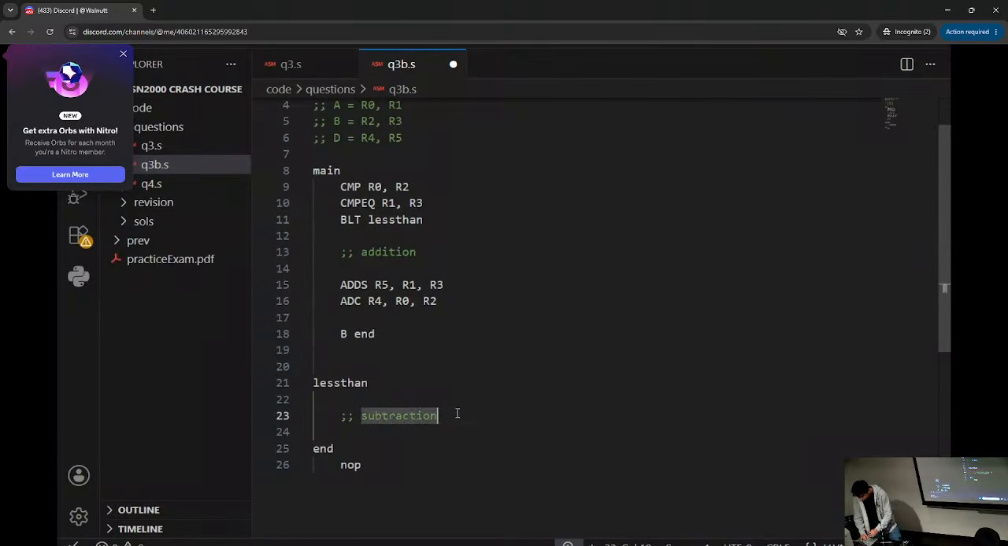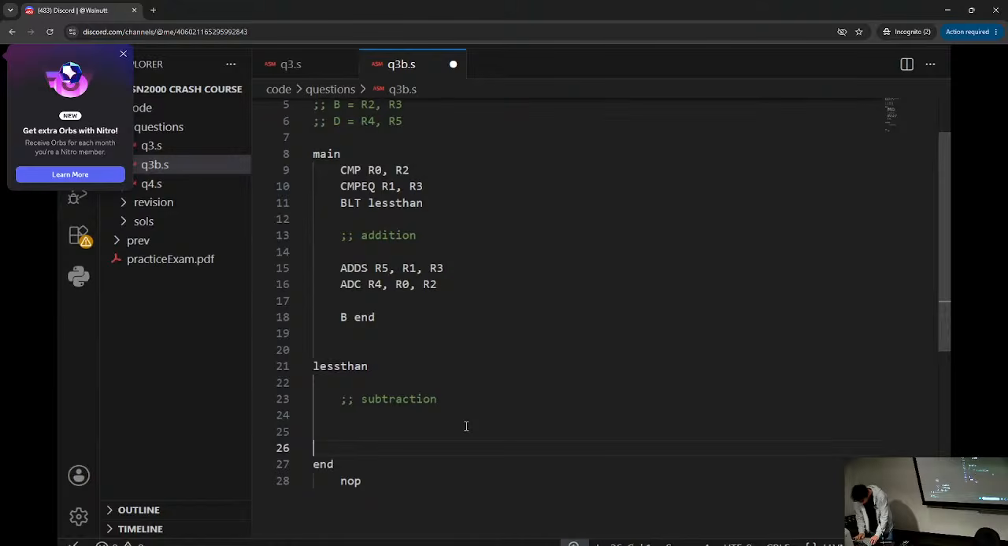Cool. Now for subtraction, we can do a similar thing. So we can do SUB. What am I writing here? SBC. Yeah, you would be correct. I would eventually write SBC, but we should probably do the first instruction first. So what would I write in this first instruction? SUBS. And then what am I writing here?